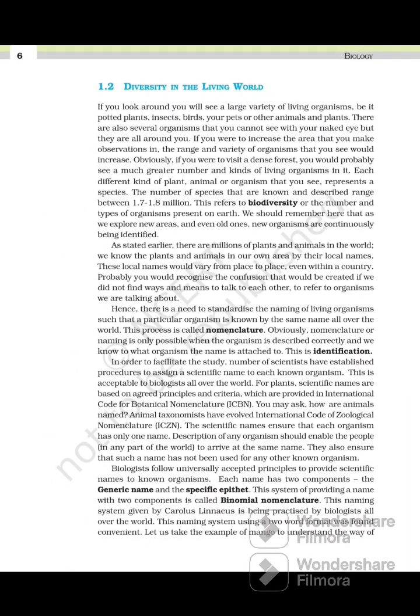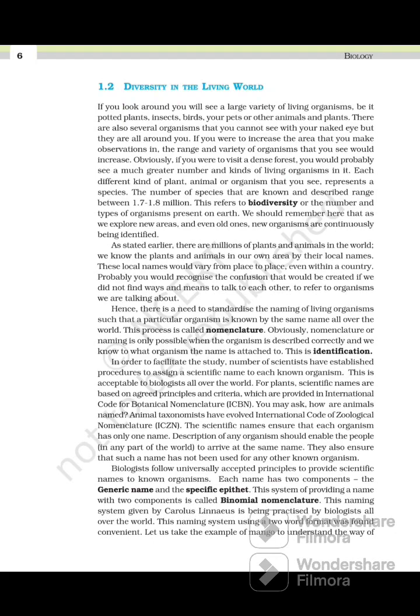Diversity in the living world. If you look around, you will see a large variety of living organisms, be it potted plants, insects, birds, your pets, or other animals and plants. There are also several organisms that you cannot see with your naked eye, but they are all around you.